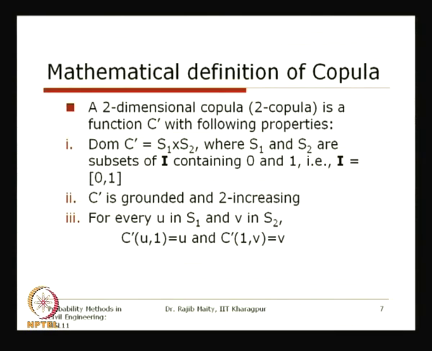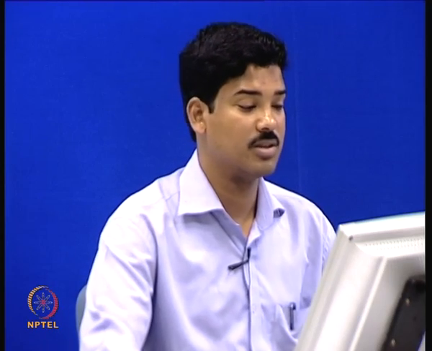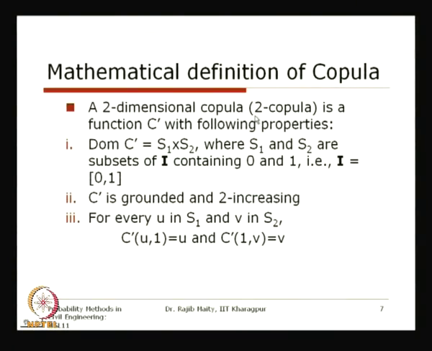Now, if we go to the mathematical definition of the copula, first of all we will discuss the two dimensional case, as we have started. So, this two dimensional copula, which is also shortly written as 2-copula, is a function C prime with the following properties. This copula should follow some properties, and there are 3 properties.